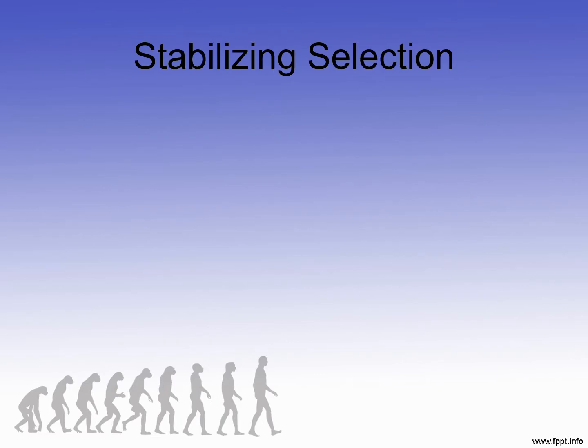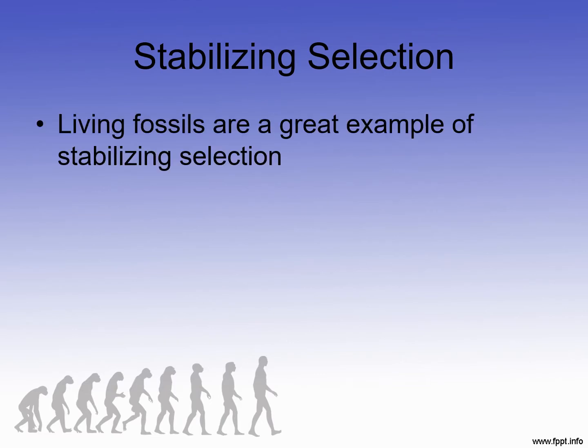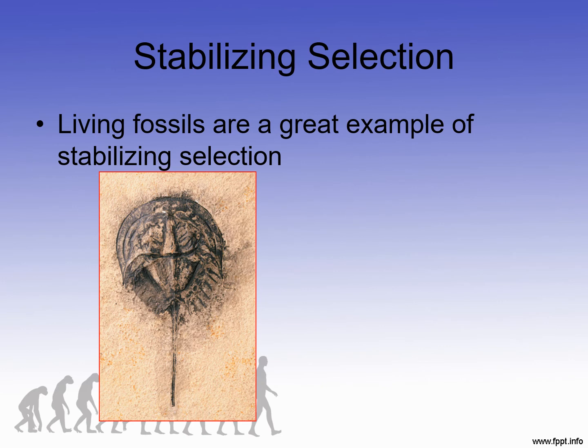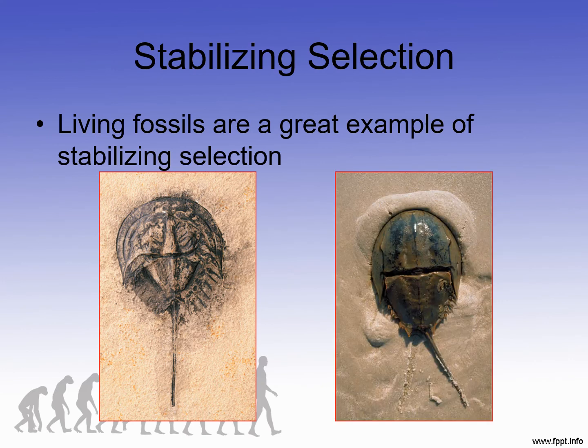Stabilizing selection favors the average form of a trait, and living fossils are a great example of stabilizing selection. Here's a horseshoe crab that's about 5 million years old. There's a horseshoe crab that's about 3 years old, right? You can see that there's not a whole lot of change that has occurred in that species over time.